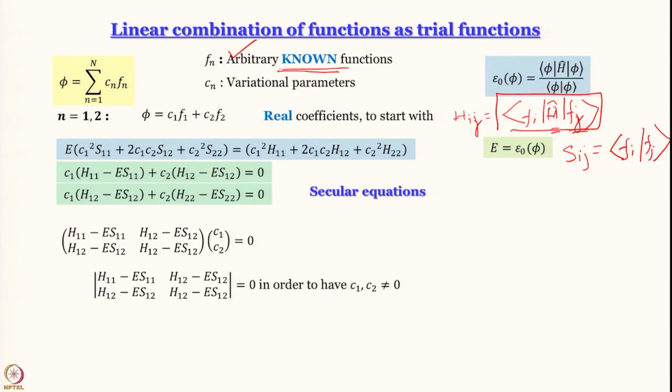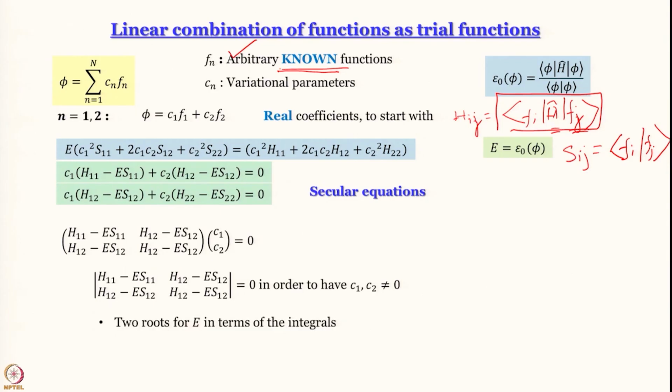Now see, H11 I can figure out, and we will for particle in a box. S11, H12, S12, everything we can. The only unknown now in this determinant is E. So I will expand the determinant, equate it to 0, and in this case I will most likely get a quadratic equation, and I will solve it to get the answers. So this is what we do. We will get 2 roots of E if it is a quadratic equation.